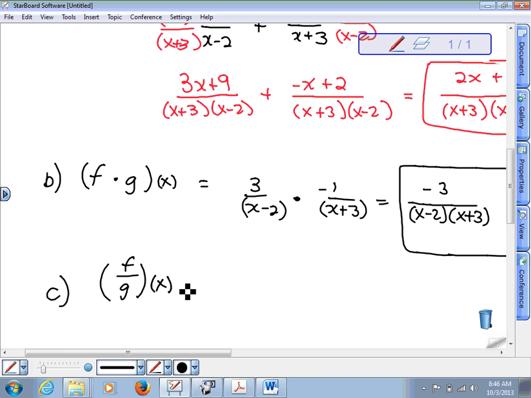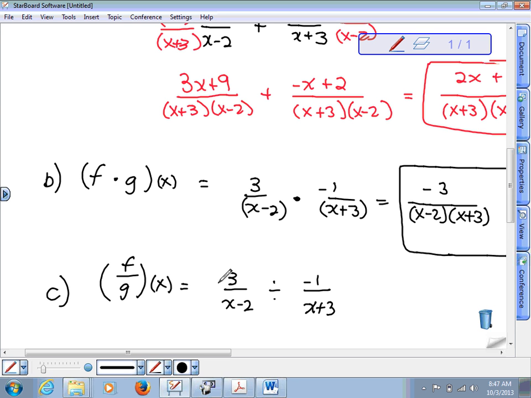Part C. F divided by G, this one's a little trickier. I would actually recommend that you write it this way: 3 over x minus 2 divided by negative 1 over x plus 3. And instead of writing it as a fraction divided by another fraction, that's called a complex fraction, it seems to get a little messier that way.